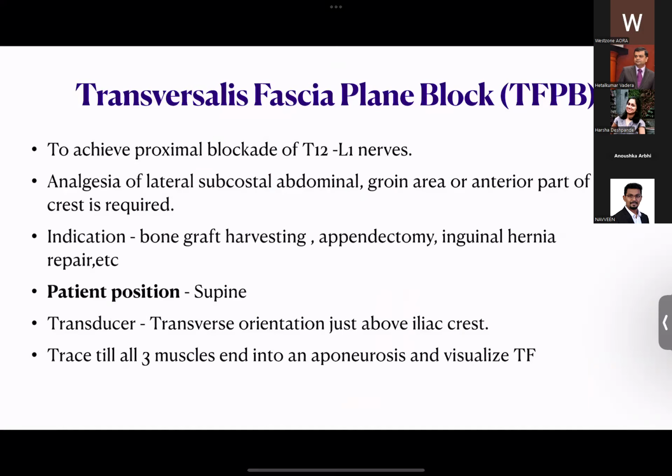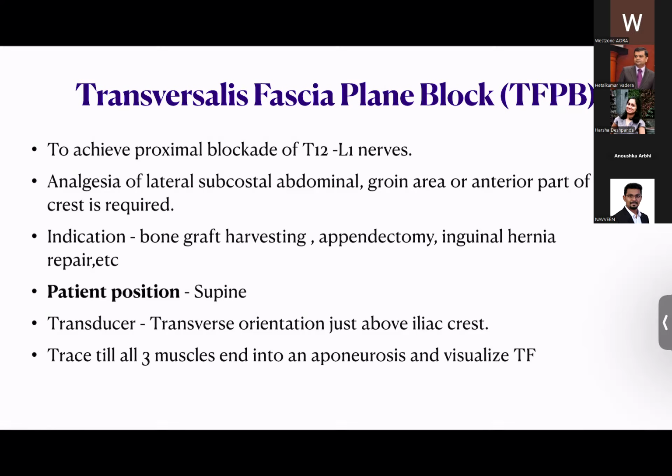Now we move towards the transversalis fascia plane block. It was described to achieve the proximal blockade of the T12 and the L1 nerves, to achieve the analgesia of the lateral subcostal abdominal region, the groin area, and the anterior part of the iliac crest. The indications where transversalis fascia plane block would be required would be like bone graft harvesting, appendicectomy, inguinal hernia repairs, etc. The patient is positioned supine.